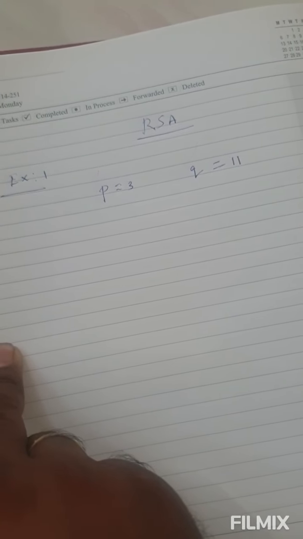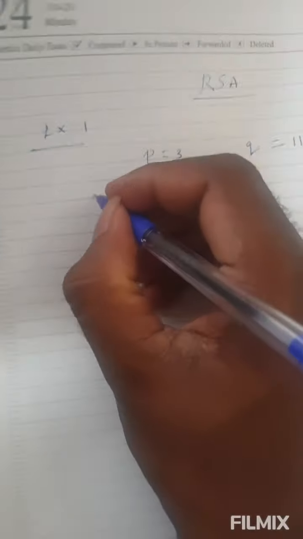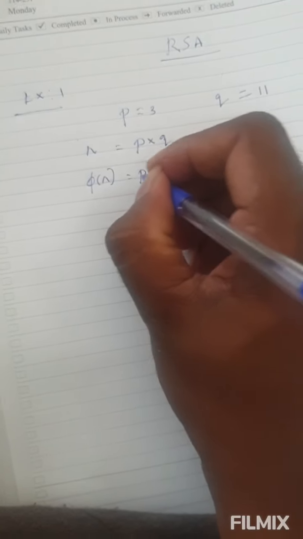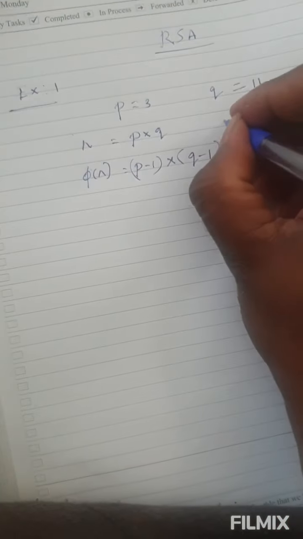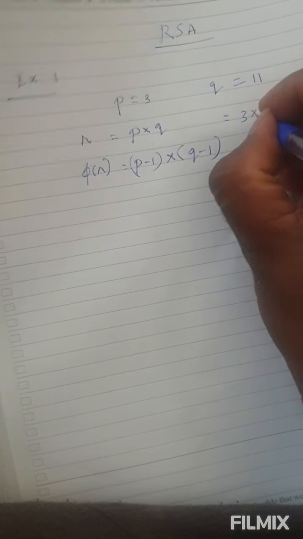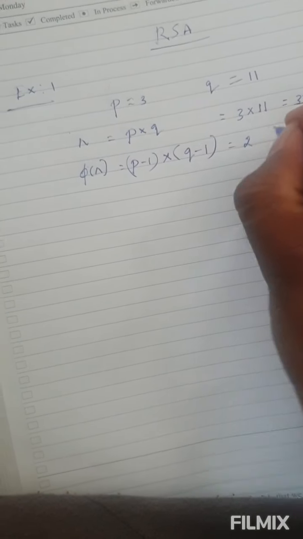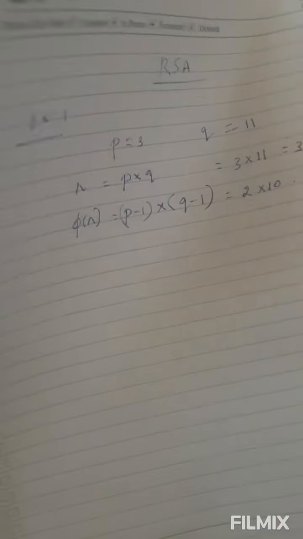Then second step, compute the value of n and compute the value of phi of n. So n is nothing but P into Q. Then phi of n is nothing but (P minus 1) into (Q minus 1). So what is the value of it? 3 into 11 is equal to 33. Then here 2 into 10 is equal to 20.